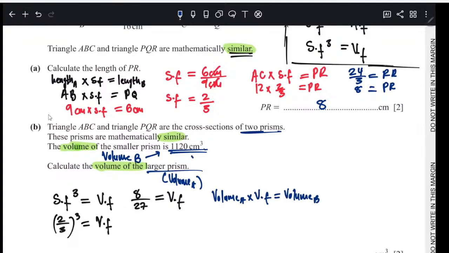Volume of B is the smaller one. You got it as 1. So what is the volume of A? You don't know. You call it V. Volume factor 8 over 27 should give us the volume of B. What is the volume of B?